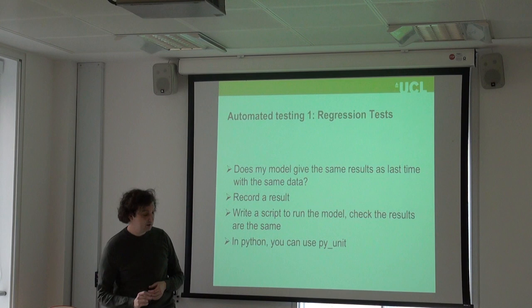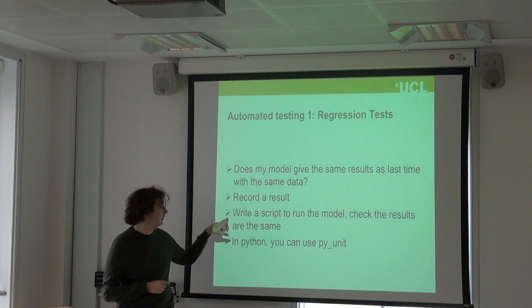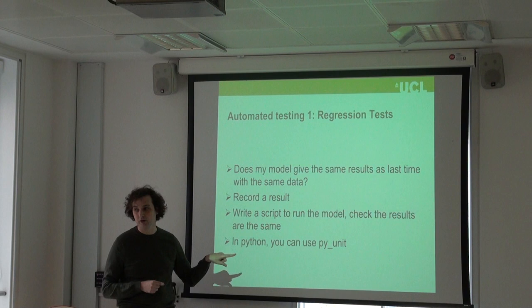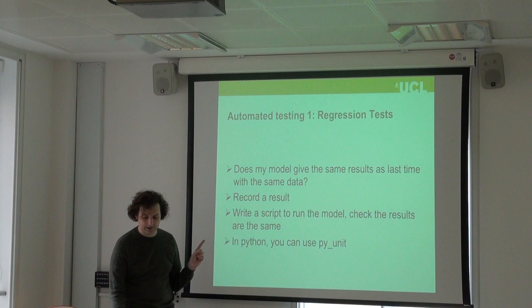Tip two is testing. Does my model give the same results as last time with the same data? I want to be able to do that automatically. So I'll record the result and I'll write a script to run the model and check the results are the same. And then whenever I change the code, I just type run my tests and it will say your results have changed or your results are the same. We spend a lot of time when we're programming running the program and seeing if it still works, seeing if it's producing reasonable output. Lock that down. Write a script that does that automatically.